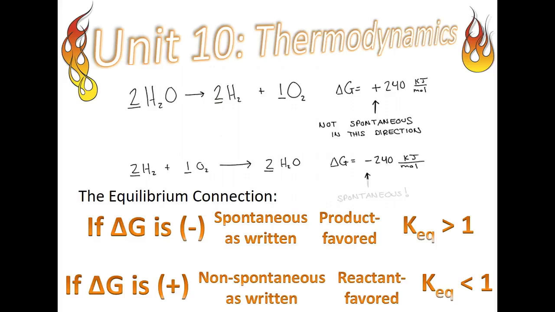Now that it's negative 240, that means the reaction is spontaneous now that you've written it a different way. The second reaction we could also now say is product favored with a K value greater than 1. Now besides this kind of conceptual link between spontaneity and equilibrium, there's a mathematical side too.